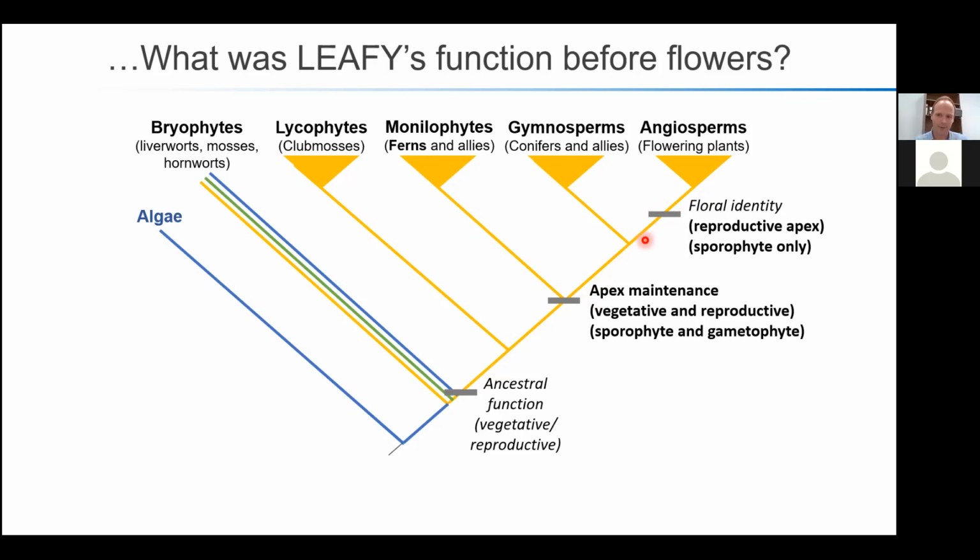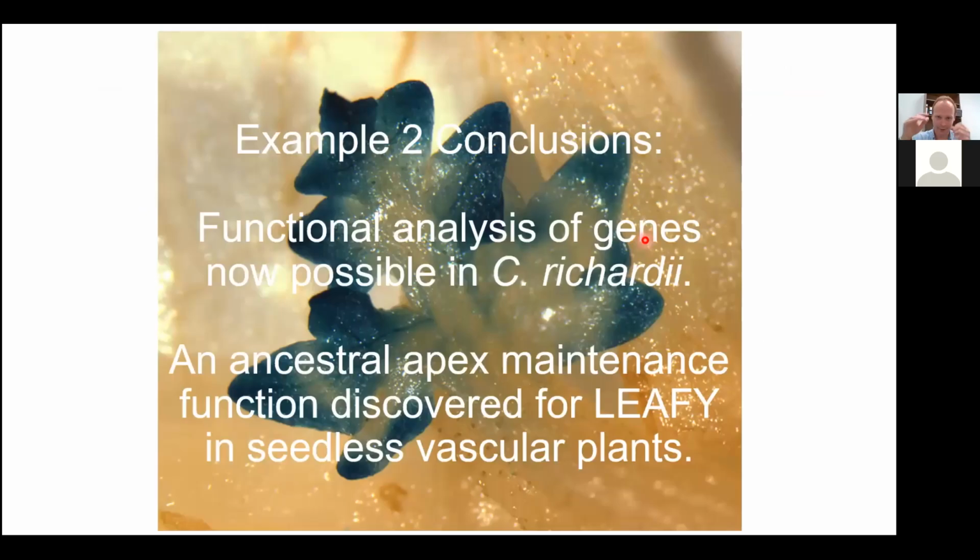LEAFY function may have been pre-existing in that, just as general shoot apex maintenance. And at some point, either during the evolution of flowers or just after, LEAFY function became restricted to just that reproductive context and was lost in the other vegetative shoot apices. So we can at least now get some explanation from that based on our work with Ceratopteris.